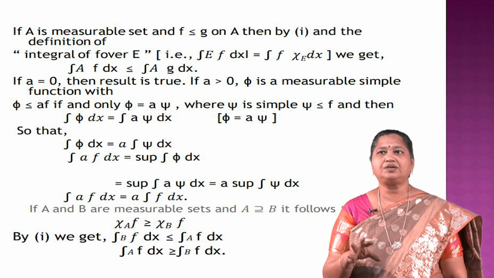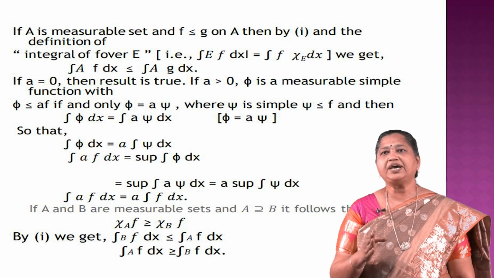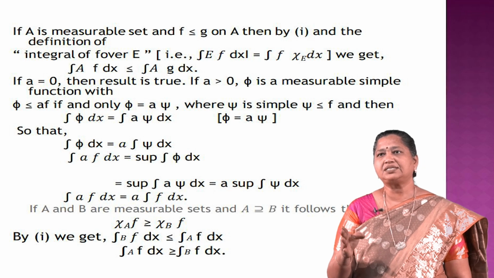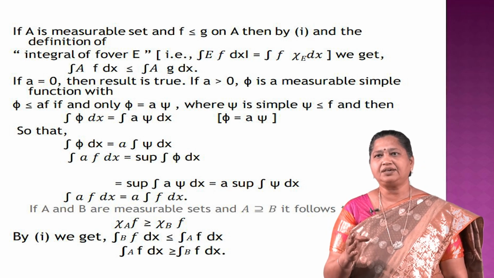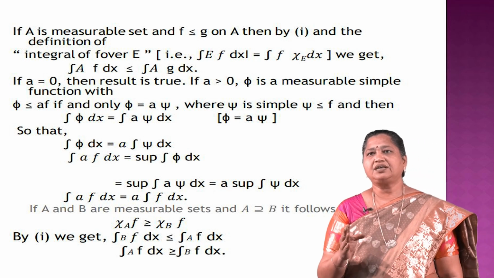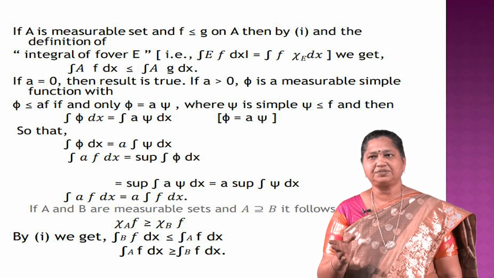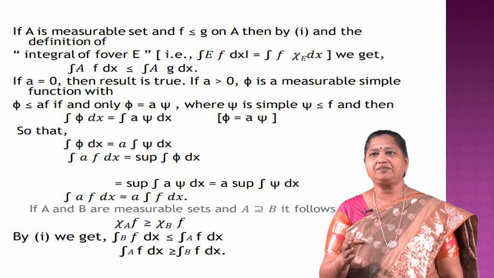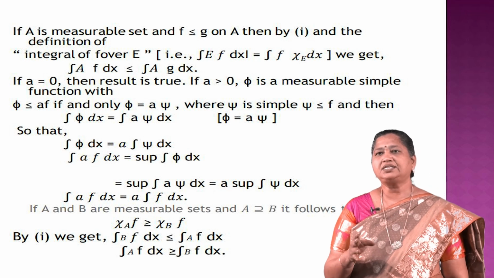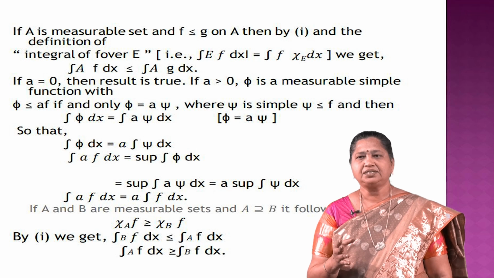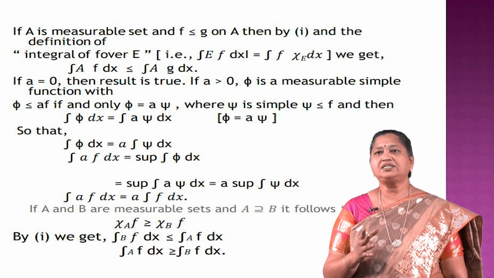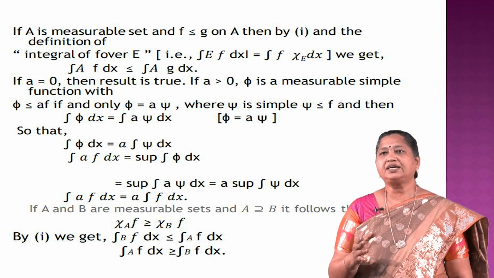Suppose a is greater than 0. Phi is a measurable simple function with phi less than or equal to af if and only if phi equals a psi, where psi is a simple function less than or equal to f. So the integral of phi dx equals a times the integral of psi dx. So the integral of af dx equals the supremum of the integral of phi dx, which is the supremum of the integral of a psi dx, which equals a times the supremum of the integral of psi dx. So the integral of af dx equals a times the integral of f dx.